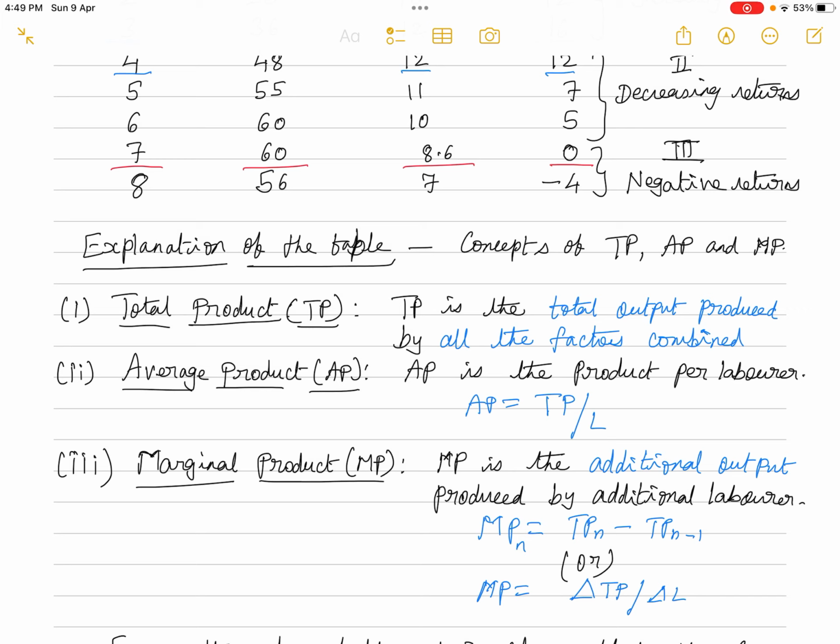Before I proceed, just reminding you of the meaning of total product, average product and marginal product. Total product, TP, is the total output produced by all the factors combined. All the 2 laborers, how much output they are producing along with land. All the 8 laborers employed, how much output they are producing along with that piece of 10 acres of land. That is the meaning of total product.